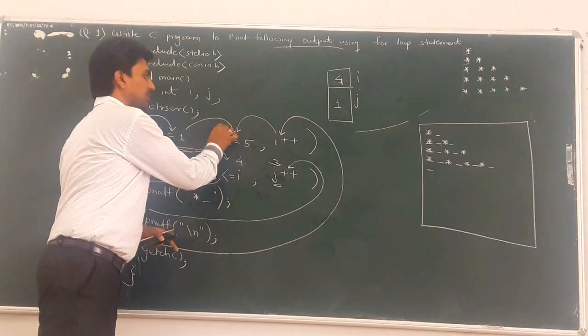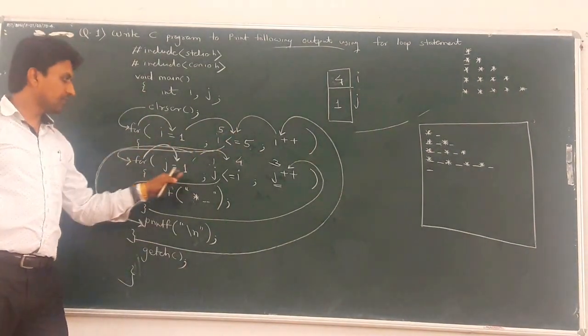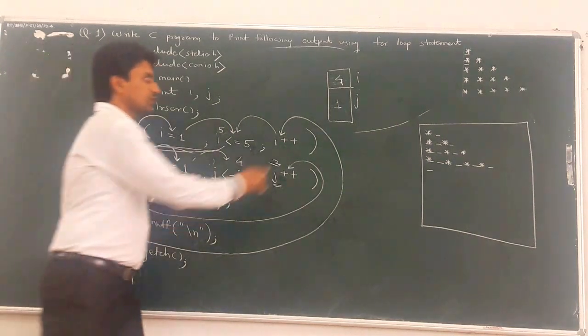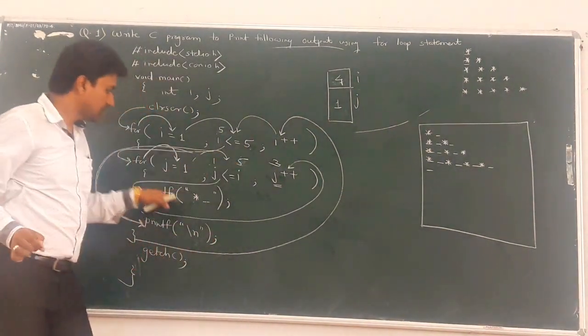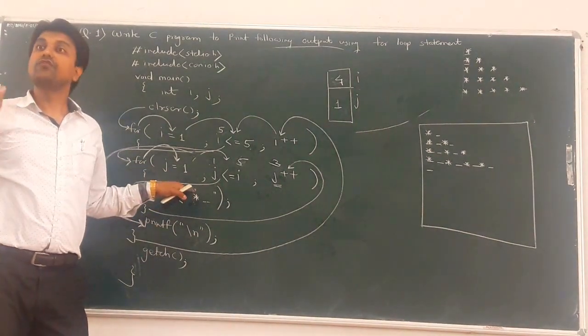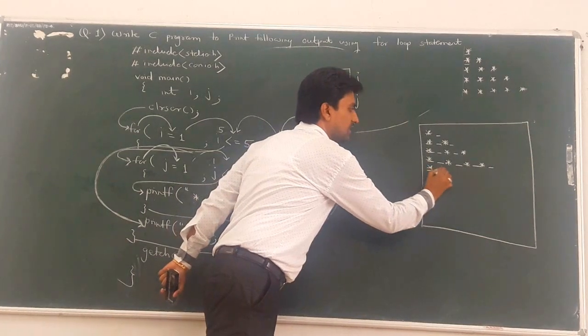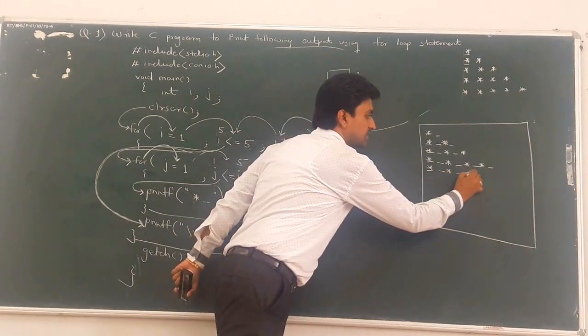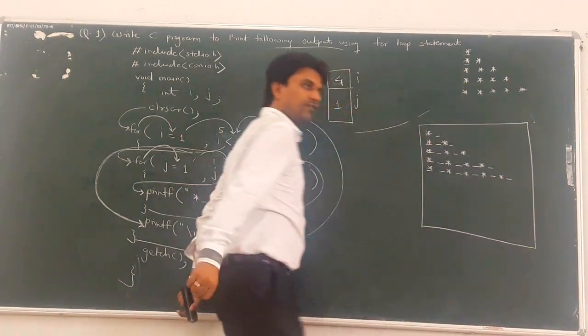Next, the outer loop's i++ makes i become 5. 5 less than or equal to 5, condition true. Again the inner for loop starts from j equal to 1, from 1 to 5. So now this printf statement executes 5 times: star space, star space, star space, star space, and star space, 5 times.